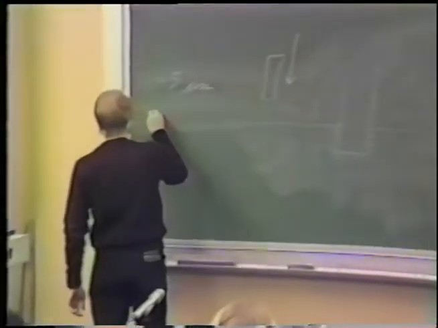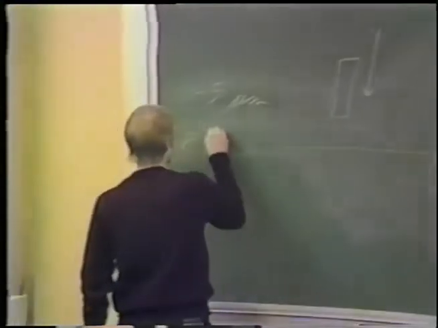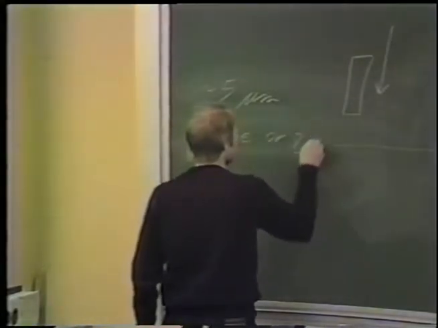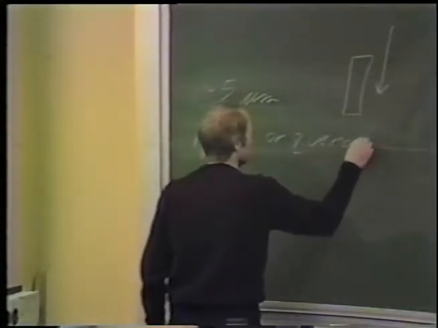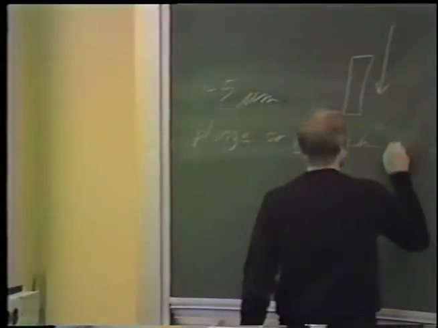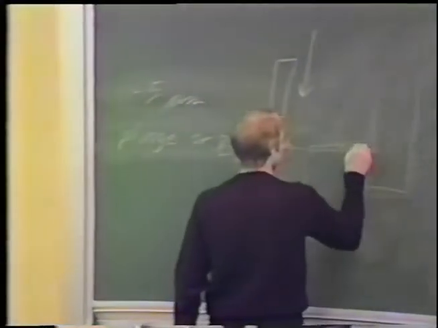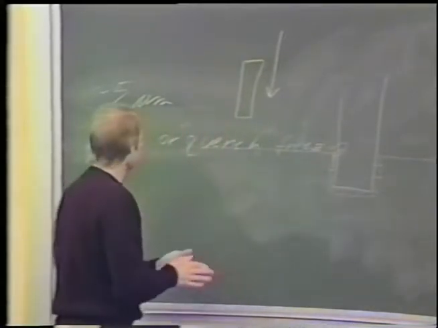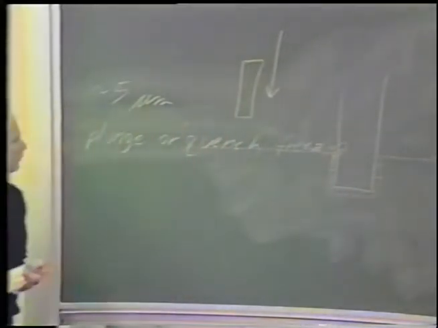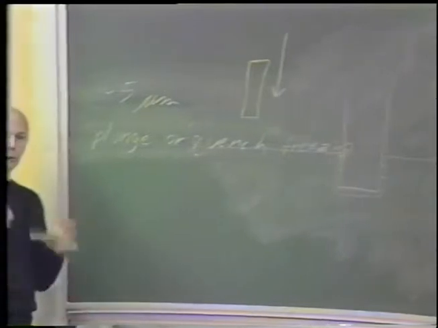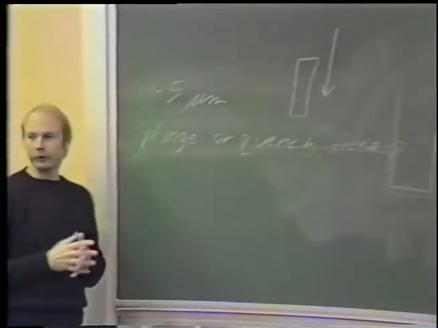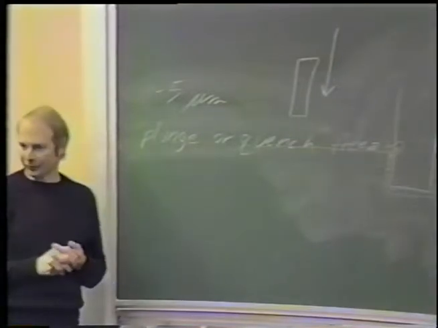Or plunge or quench freezing, as this is called. Okay. And you do have to be very careful to get it through the cold gas layer above the cryogen. This is where the pre-freezing artifact is most commonly observed.